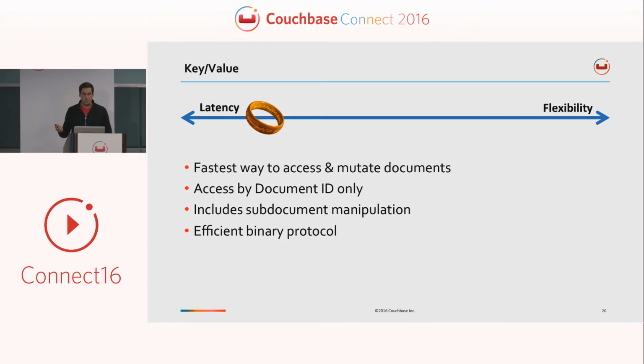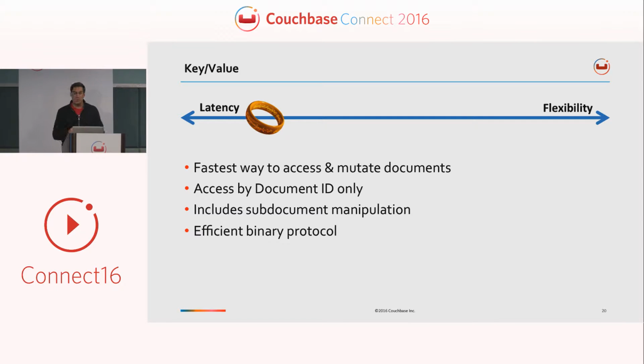Hands down. But of course, it comes with a lack of flexibility because you always need to know the document ID, otherwise you can't access the value. So that's the trade-off here. Also, the Key Value protocol has a very efficient binary protocol underneath that we abstract away from you, but it provides us, again, low latency and high throughput because it's more efficient than encoding JSON and decoding it.